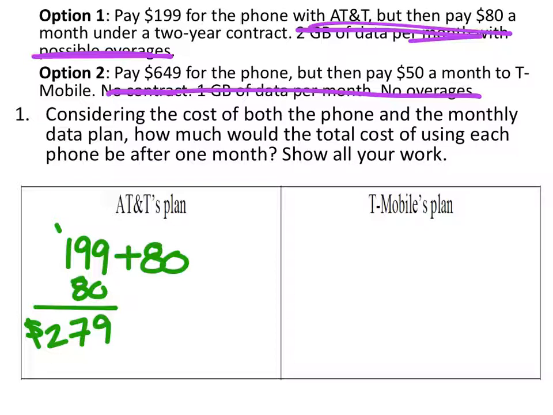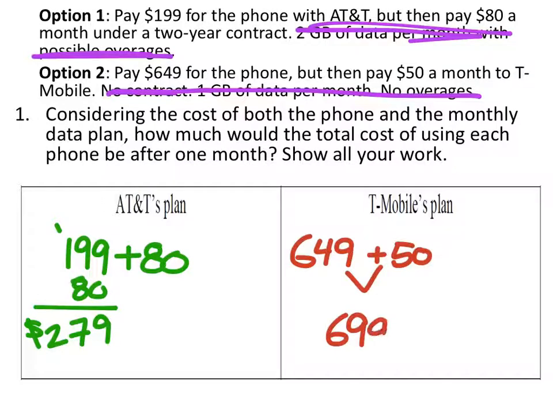Now option 2, that was T-Mobile. By the way, this is not an endorsement for either one of these. It's just math, okay? So for T-Mobile, you're going to pay for the phone up front, $649. And then it's $50 a month. So we're going to add $50 for the 1 month. And then adding these two together, $699.